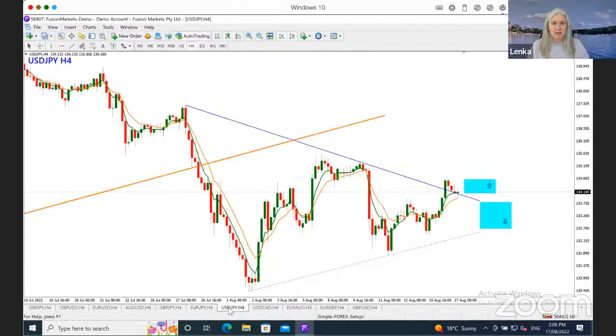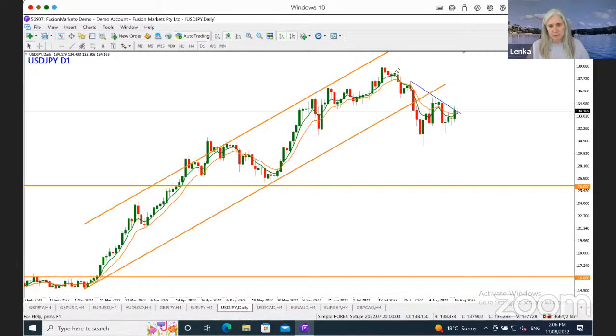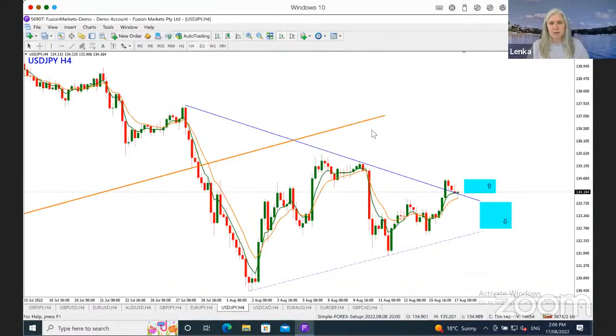Next currency pair is USD JPY, and USD JPY is also at the moment at a decision point. So we've had the price come down, was in the downtrend, came below the previous channel, came back, didn't quite retest at the channel, and is now just hovering and going sideways. So we want to see where is that price going to go.